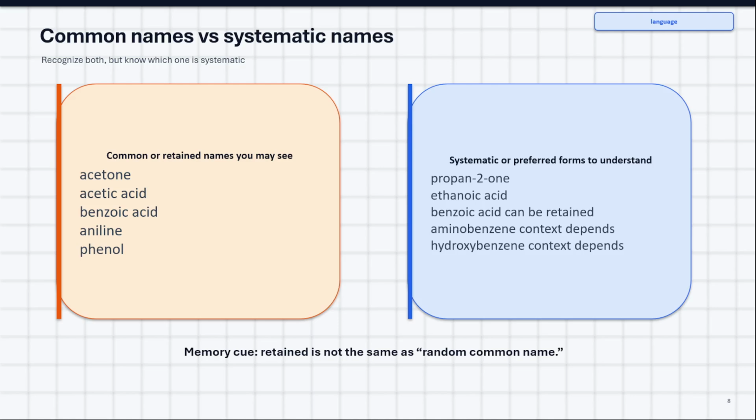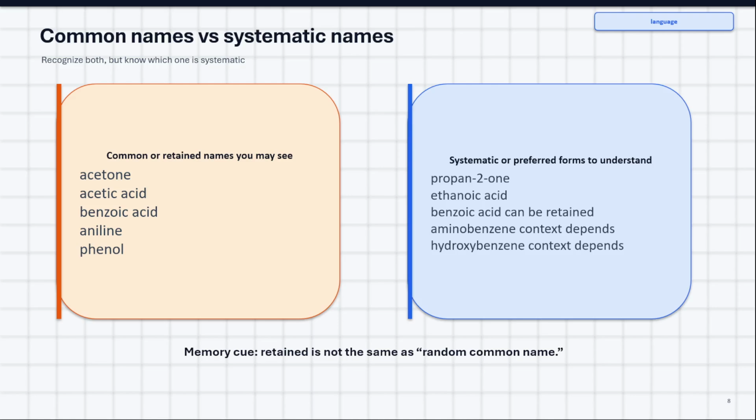Acetic acid is very common, while ethanoic acid is the systematic style students often learn. Some names are officially retained in certain contexts, so they are not just random nicknames. The important point is that you should recognize both forms when studying.